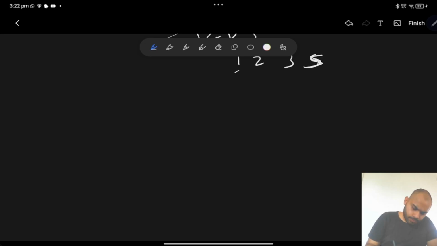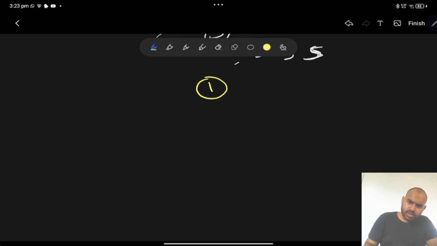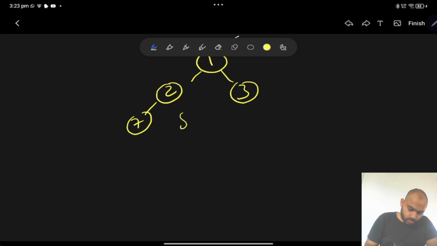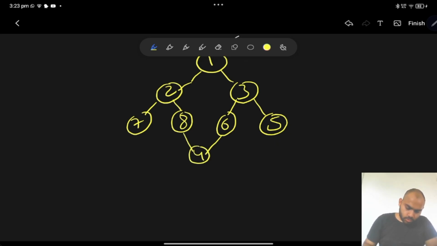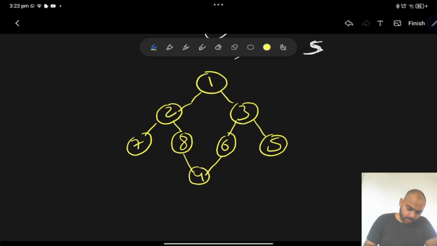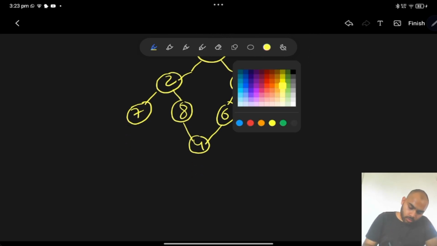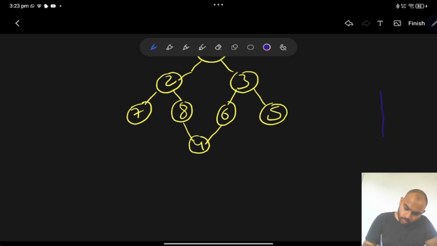Let's take one graph. I'm taking again a one based index graph, with nodes one, two, three, four, five, six, seven, eight. And to achieve this, we'll use a queue data structure.